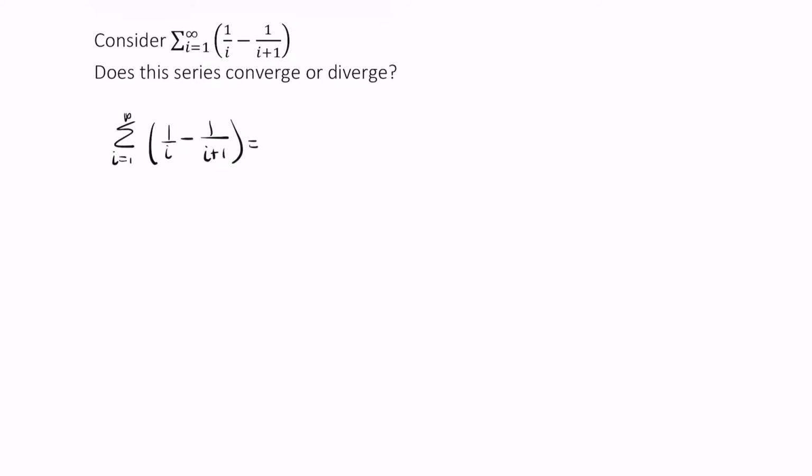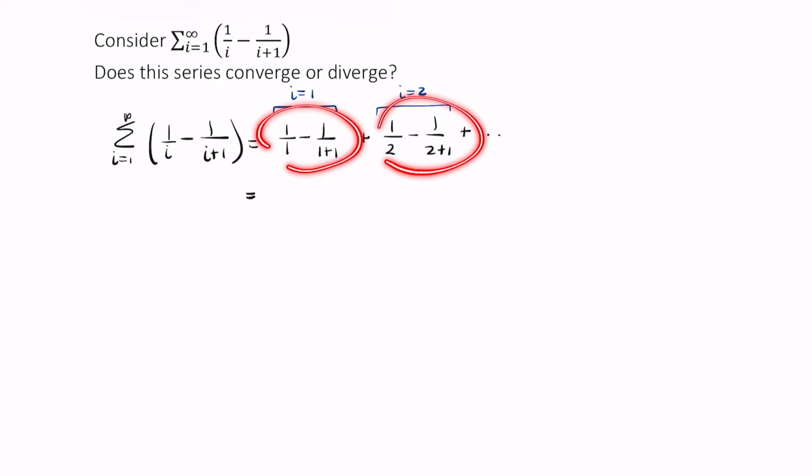And, well, when i equals 1, I will have 1 over 1 minus 1 over 1 plus 1. This is for i equals 1. And when i equals 2, I have 1 over 2 minus 1 over 2 plus 1. Now, before I continue in this manner, let's see if we can write these out and then find a pattern so we don't have to write out all this notation here. So this is 1 minus 1 half plus 1 half minus 1 third.